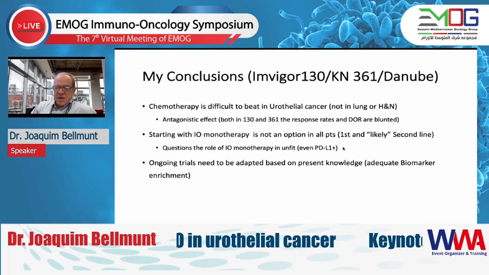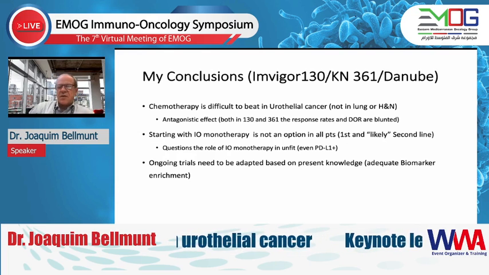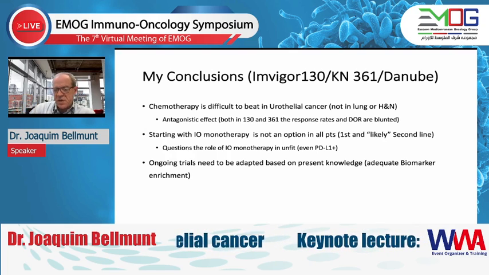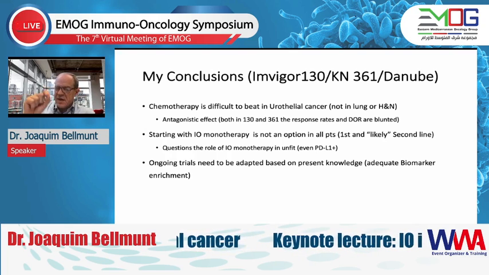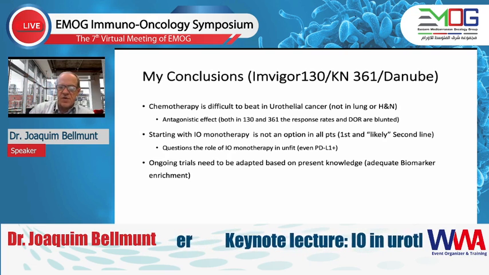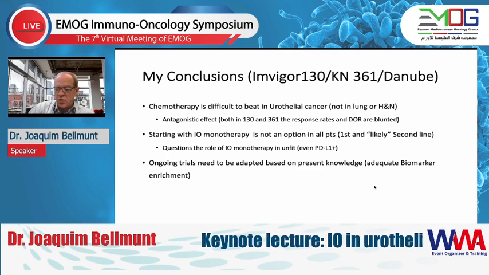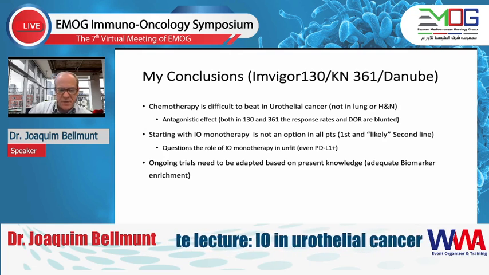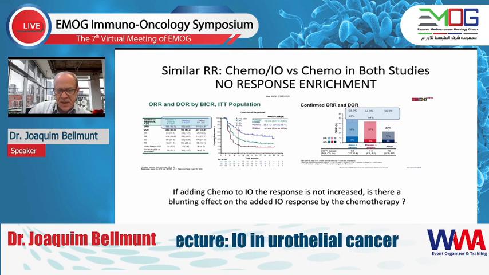We know that starting immunotherapy as monotherapy is not an option in all patients. Maybe it is in patients who are unfit, but the question is that we see that in patients receiving monotherapy with immunotherapy, the survival curve in the very beginning is below compared to those receiving chemotherapy. And obviously, we need to identify which are the patients that are going to benefit from these approaches, and biomarkers need to be implemented in all these trials.